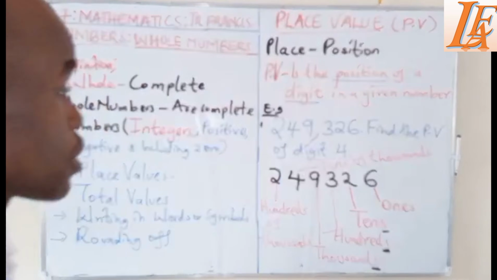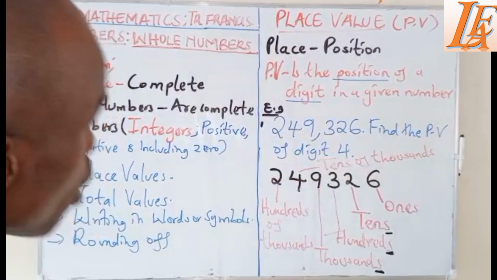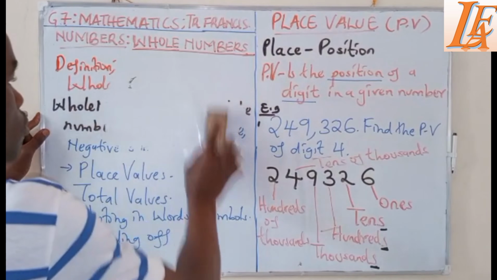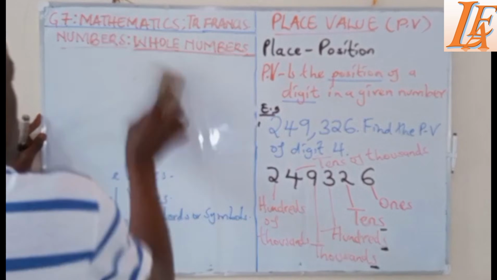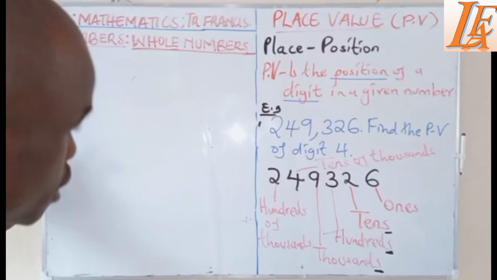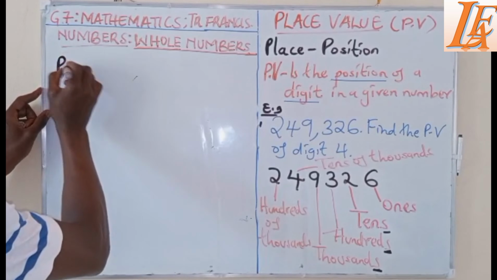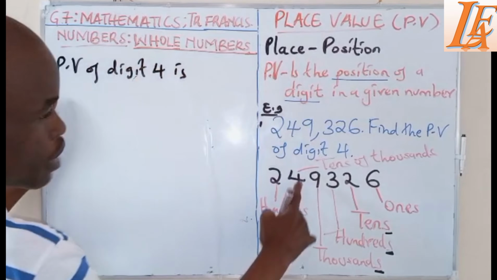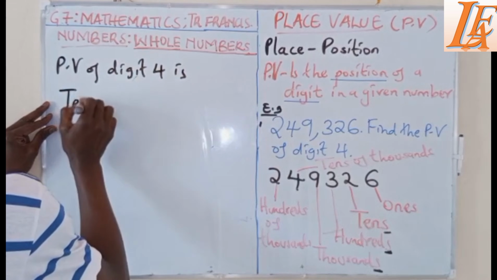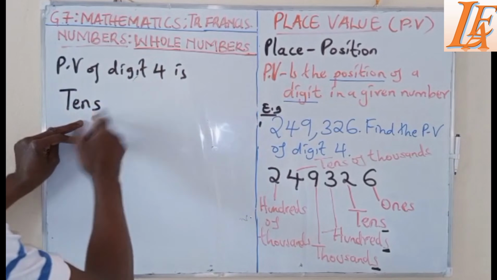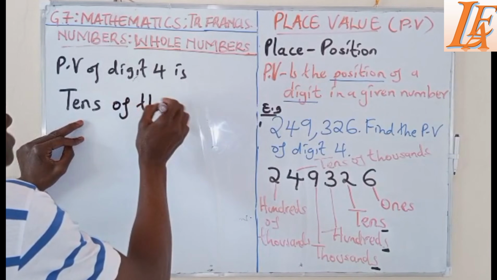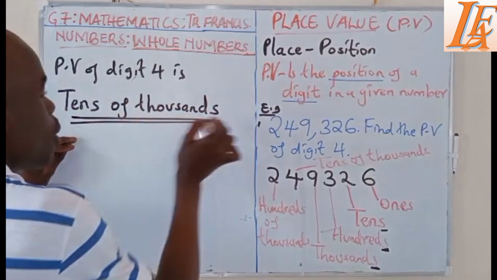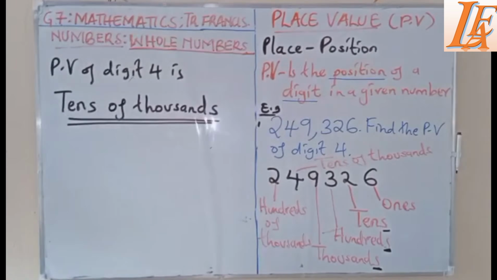But our main interest was, we are told to find the place value of digit 4 in the given number. Therefore, we proceed and say that the place value of digit 4 is tens of thousands. Don't forget this S. So that is the place value of digit 4 in that given number.